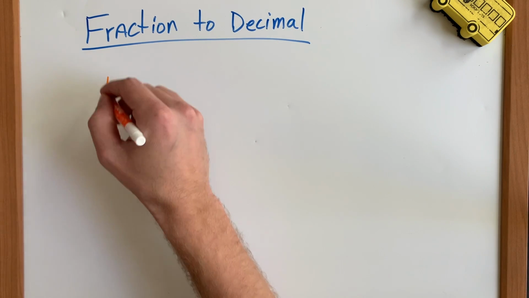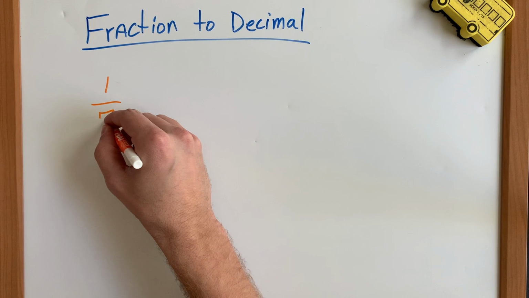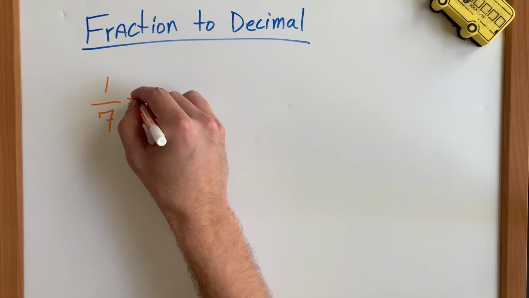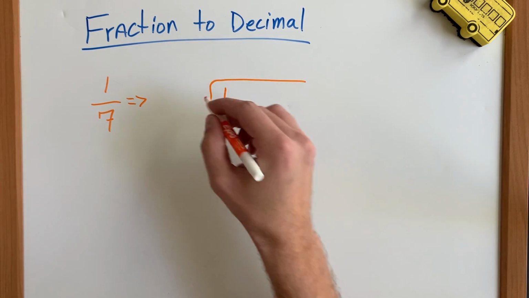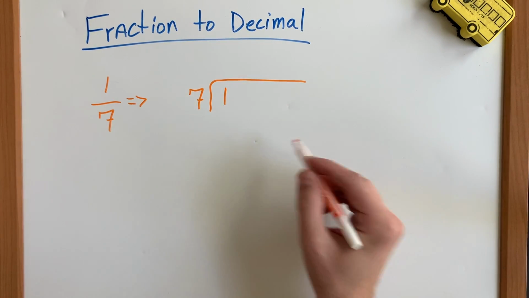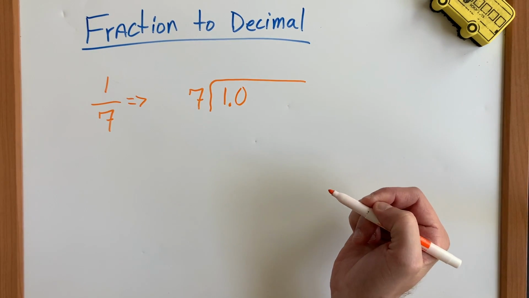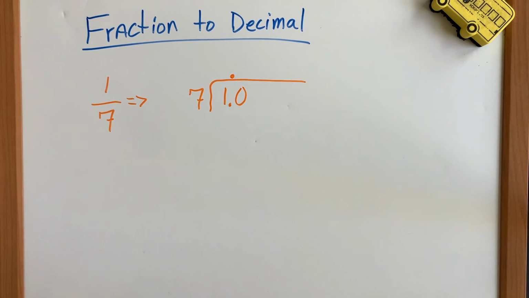What do you do if you have a decimal that has more digits that repeat than just one? Let's take a look at that now. With the fraction 1/7, we want to turn this into a decimal. So we're going to write it as long division. Just like before, we're going to put in our decimal and a placeholder 0. And we're going to move the decimal up into the quotient right away so that it's in the right place and we don't have to worry about it.